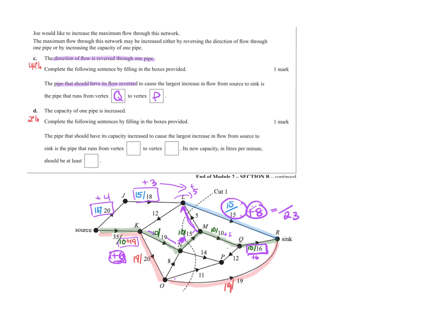If I only increased say this one, it would only allow 5 to go through, so it's not as much as 8. So if we want to increase one of the pipes, it's going to be the one between L and R, and we'll increase it to 23.